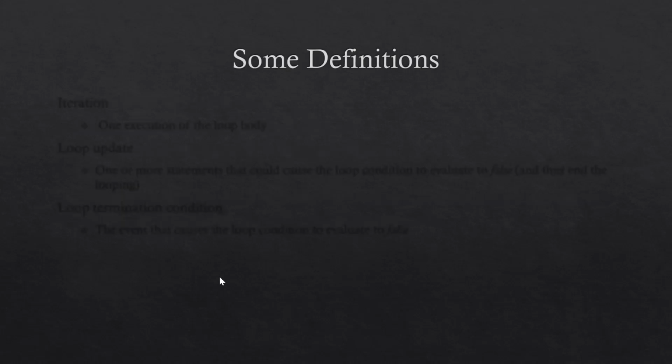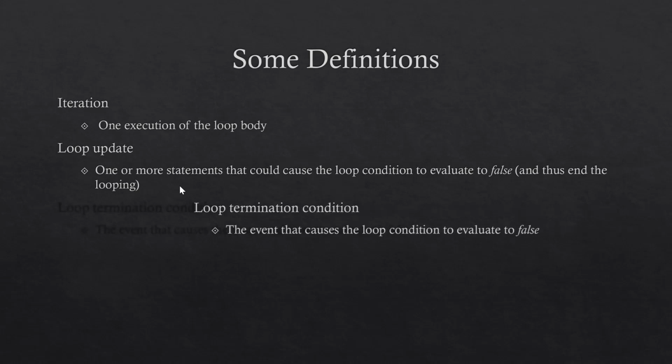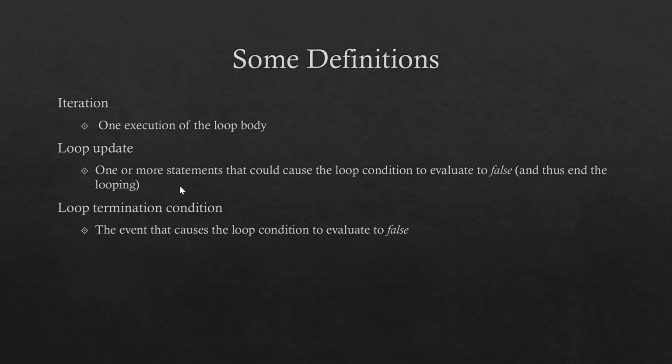So let's go over some of the terms that we use with looping. Every time we execute the loop body, we'll call that an iteration. So once you execute that loop body, this is called one iteration of that loop. A loop update is basically one statement or more that will cause or could cause the loop condition to evaluate to false. So we are updating the variable that is in the loop condition, and by updating that variable, eventually it will evaluate to false. So the loop update statement or statements, these are the statements that could cause the loop condition to evaluate to false, and this means ending the loop execution. The loop termination condition is the event that will cause that loop condition to evaluate to false and make that loop terminate.